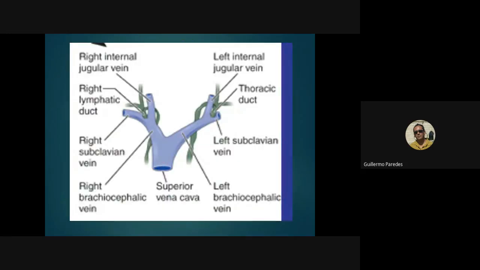Look at this. Here we have the superior vena cava. Here we have the brachiocephalic vein. So how many brachiocephalic veins? We have two. The brachiocephalic vein is formed by the jugular vein and the subclavian vein. And look at this. This is the left side, and this is the right side of the body. So these lymphatic vessels are going to drain into the subclavian vein.